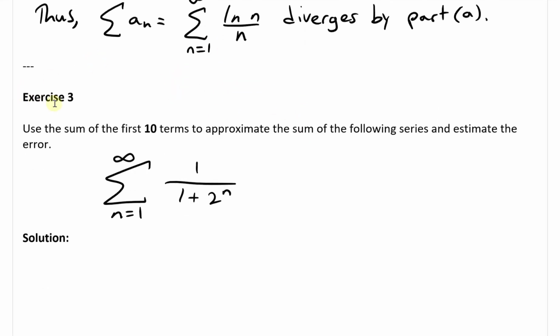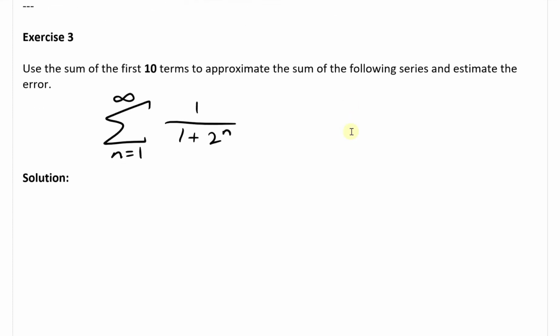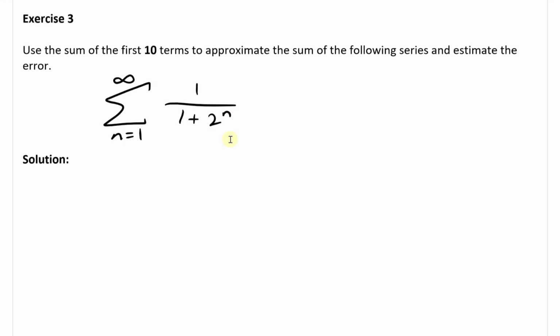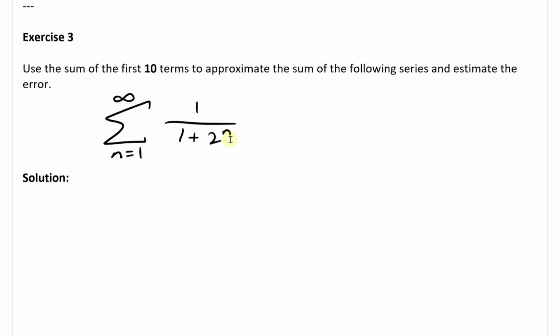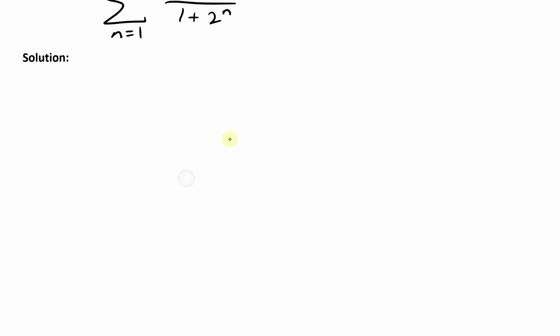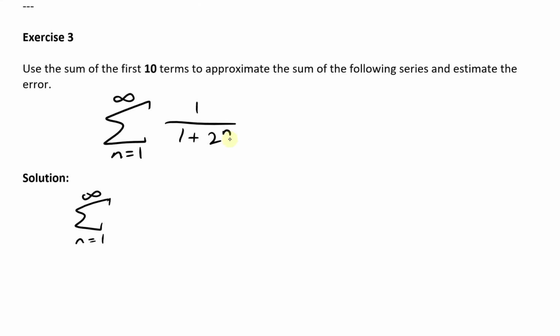So let's look at now exercise 3, and it states, use the sum of the first 10 terms to approximate the sum of the following series and estimate the error. And we're asked for this one right here: the summation from n equals 1 up to infinity of 1 over 2 to the power of n. Well, first thing we'll do is let's just sum up to 10 terms. So if we were to sum this up in a calculator, we'll have n equals 1 up to 10 of 1 over 1 plus 2 to the n.